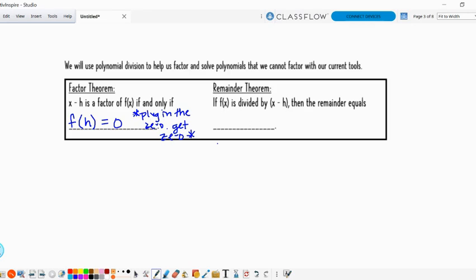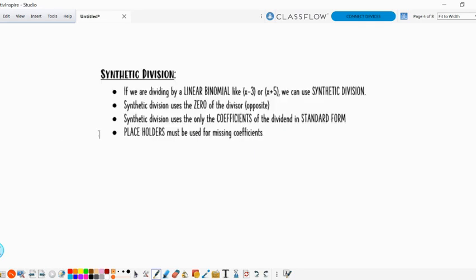Attached to that, if we divide by that factor, because it is a factor, the remainder will equal 0. So we're all about the zeros. And what we see in the factor theorem is that relationship that we looked at on our quiz. The factor is x minus the number. When we go to plug it in, we use the opposite of that. That'll be important for us today.